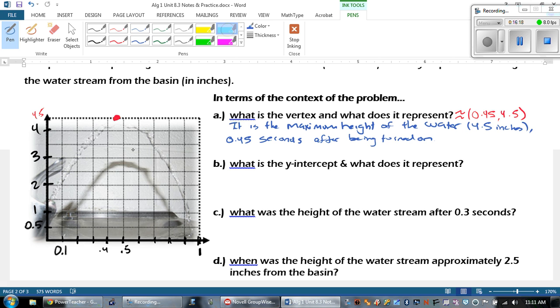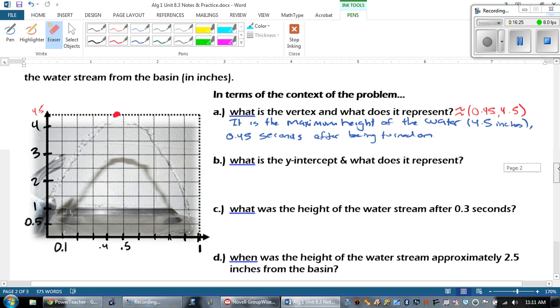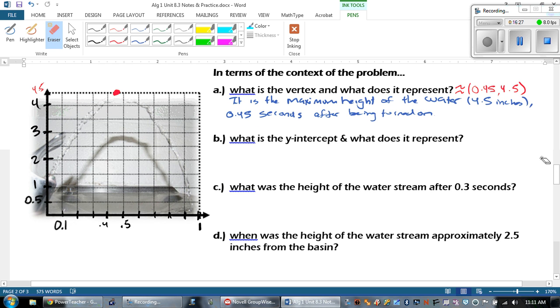Okay, so don't pay attention to that part. That looks like it's just the reflection. That's what was confusing me. Okay, so what is the Y-intercept and what does it represent?